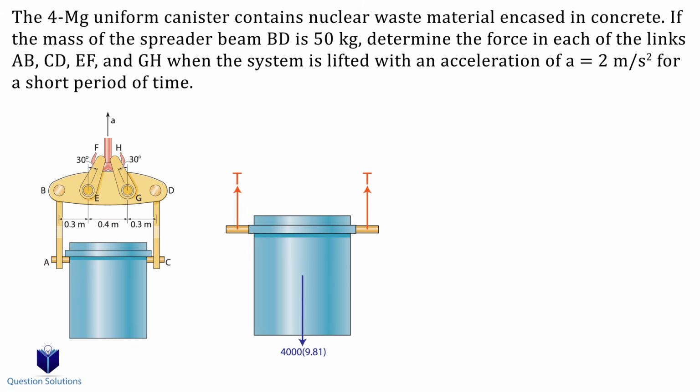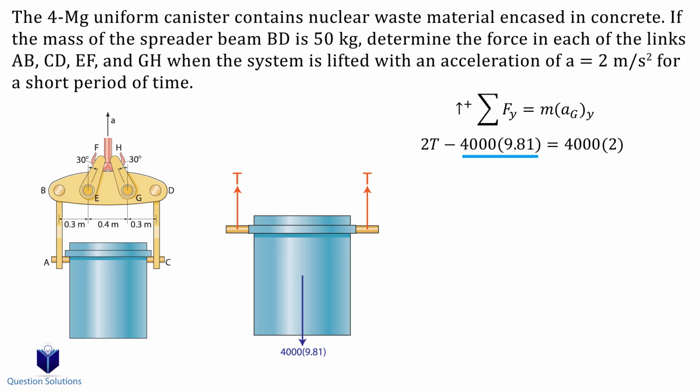Now we can write an equation of motion for the vertical forces just for the canister. So we are ignoring the weight of the beam BD. We will pick up to be positive. So we have 2T, that's the two links holding the canister. Then we have the weight, so that's mass times the acceleration due to gravity, which is downwards, so that's negative. Then on the other side, we have the mass of the canister multiplied by the acceleration. The question says it's an acceleration of 2 meters per second squared upwards.